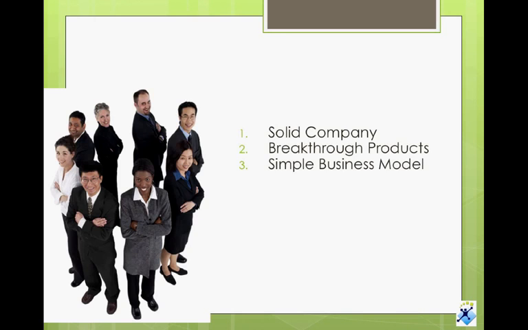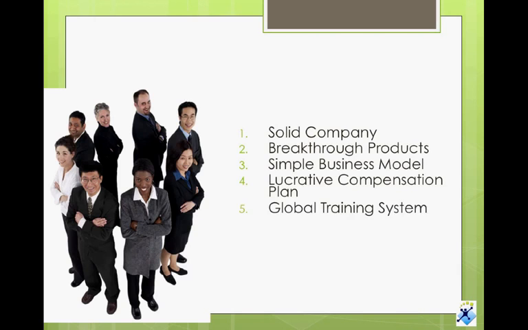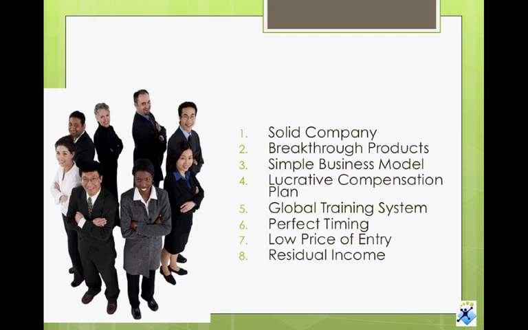Then comes the stability. So to conclude, we call it a perfect business model because it's a solid company, breakthrough product line, very simple business model, lucrative compensation plan, global training system, perfect timing, low price of entry, and the most important, residual source of income. What is residual source of income? The residual source of income is the income that you make without actively working, because you have already worked in the past, right? For example, your pension, or a royalty somebody gets on their movies or on their books. In this business, you end up getting residual source of income because you are building a business, and this business will continue to pay you for the rest of your life.